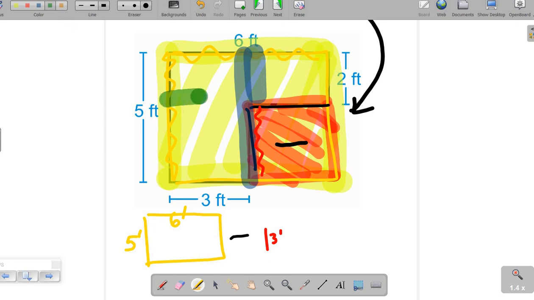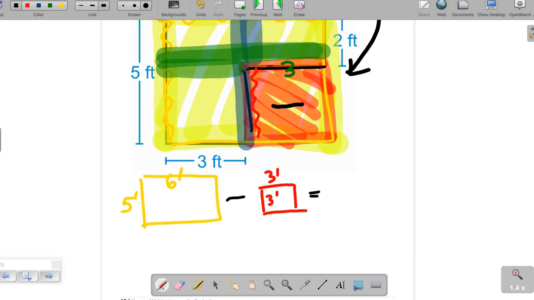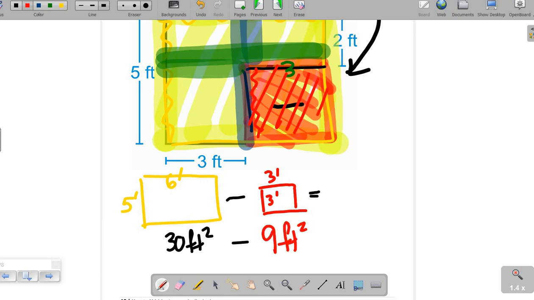Going this way, once again, always physically trace everything. This edge is 6. From here to here is 3. So you can see that that edge right there must also be 3. So to get our negative space, 5 times 6 is 30 feet squared. We're going to subtract our negative space, which is 3 times 3, 9 feet squared, and we get the same answer, which is 21 feet squared.